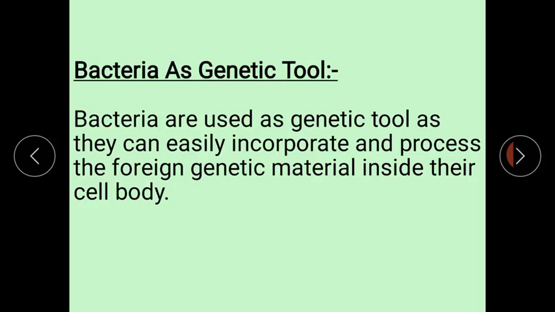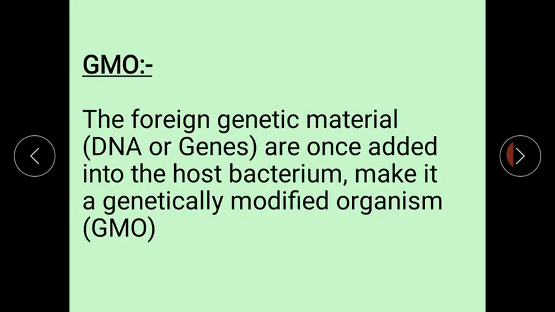Bacteria are used as a genetic tool. How? They can easily incorporate and process the foreign genetic material inside their cell body. What is a GMO? The foreign genetic material, which can be DNA or genes, once added into the host bacterium, makes it a genetically modified organism. Okay? And that organism is also called GMO.